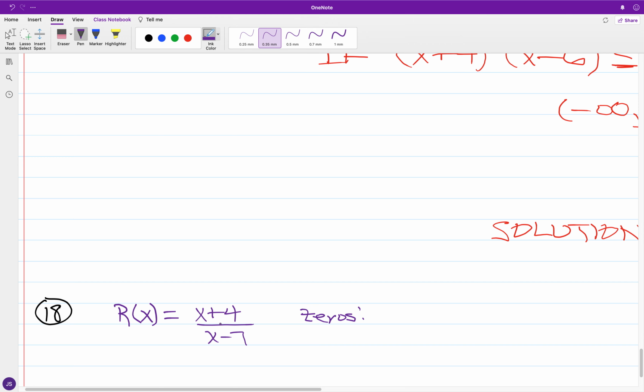Now for the zeros on this one, from x plus 4, I have negative 4. Since the corresponding factor stems only from the numerator, and since negative 4 sets the rational function equal to 0, negative 4 is in the domain. Whereas from x minus 7, we have 7. If I set x minus 7 to 0, instead of having the rational function equal to 0, it will be rendered as an undefined expression. So 7 is not in the domain.